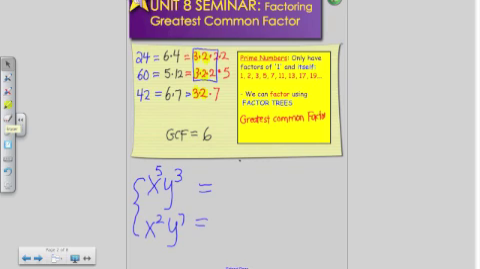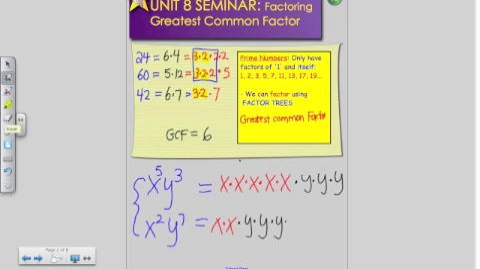To break down x to the power of 5, that is simply going to be x times x, and you do this 5 times. That's what x to the power of 5 looks like. x times x times x times x times x. And y to the power of 3 is just y times y times y. Now x to the power of 2 is just going to be x times x. y to the power of 7 will be 7 y's multiplied together.